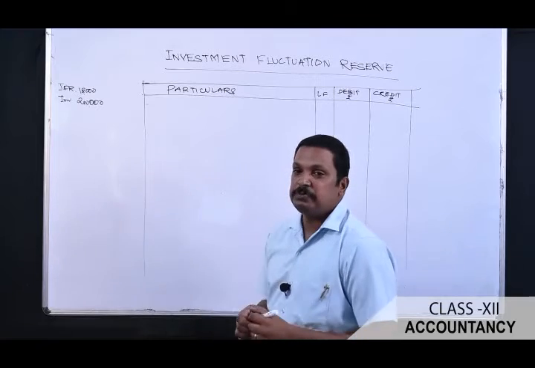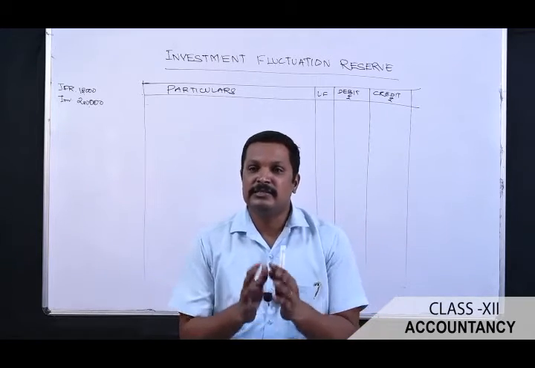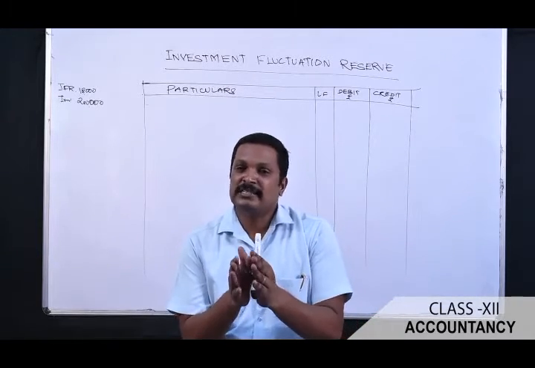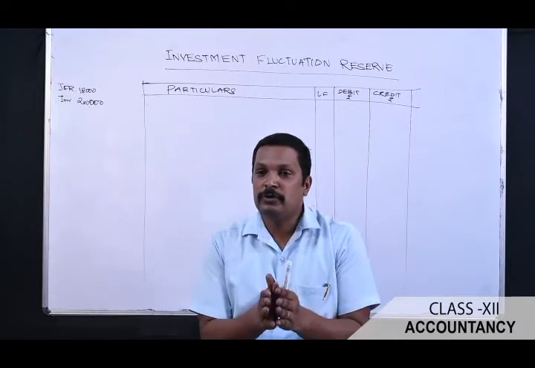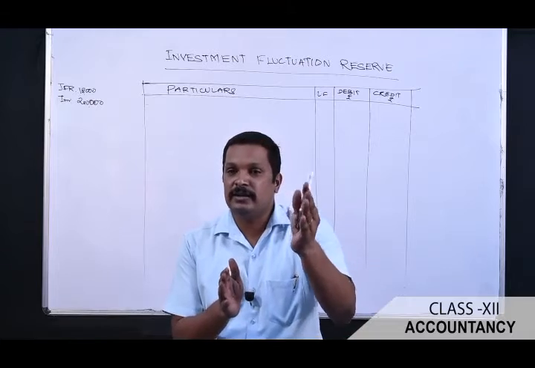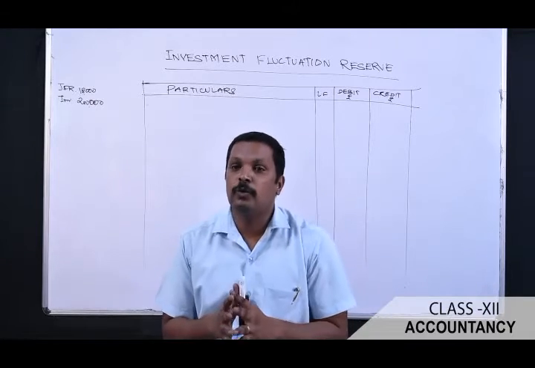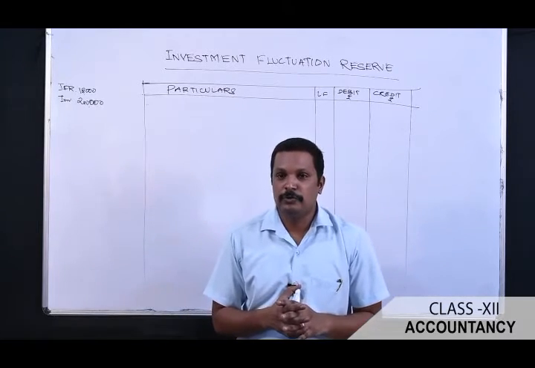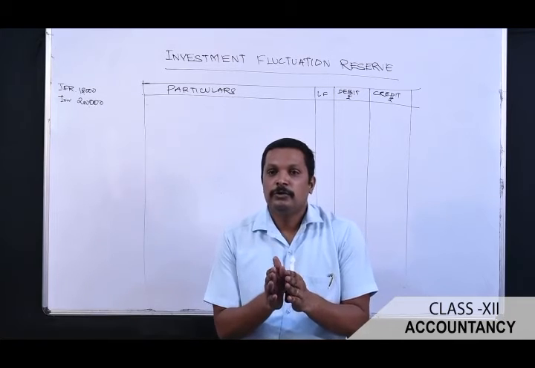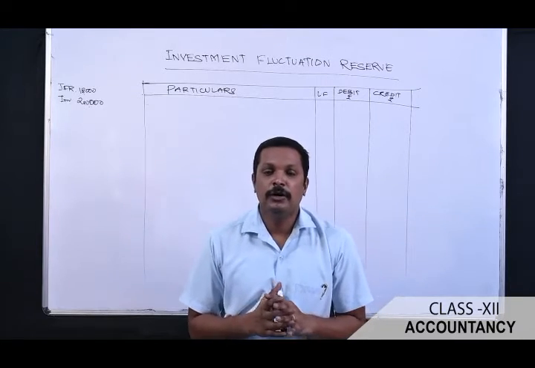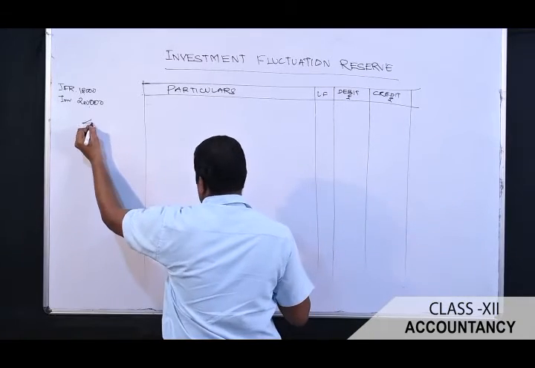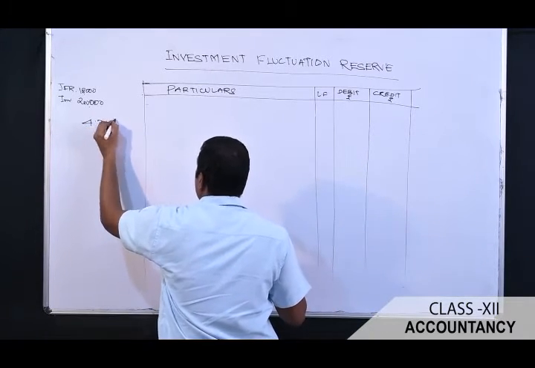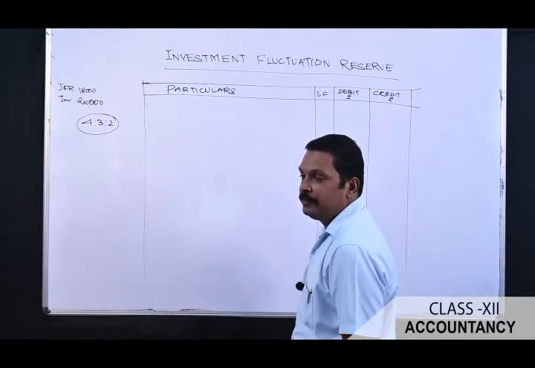So investment fluctuation reserve is a reserve. We have to treat it just like workmen compensation reserve, like that only. So we have to distribute the reserve to the old partners, that is to the partners' capital accounts, in the old ratio. Here the old ratio is 4:3:2, right? Now the entry.